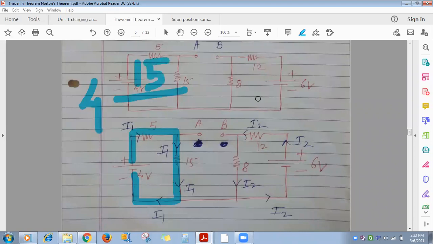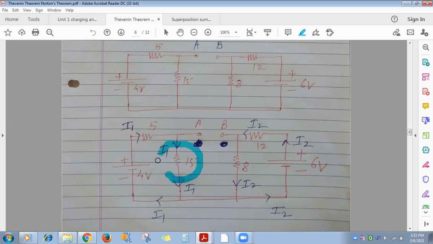Voltage division rule is the reverse of the current division rule. Divided by what? Yes, 20, that is 5 plus 15. Clear? So you will get the voltage drop across what?